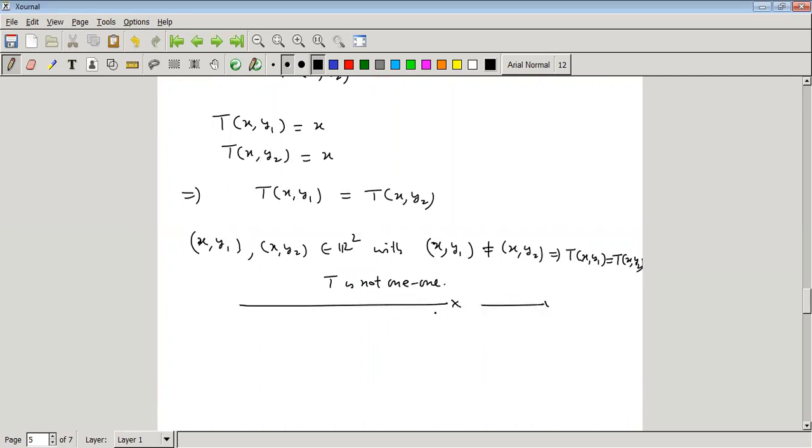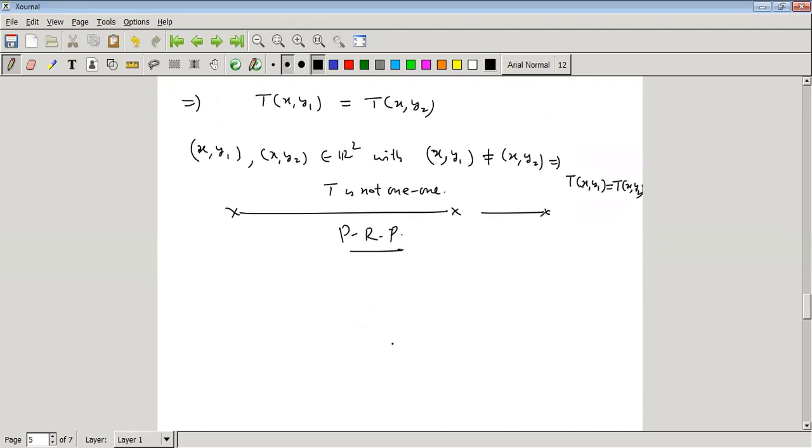Pause, revise, and then proceed. Next example.